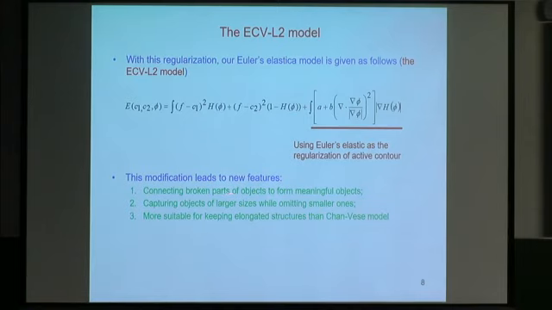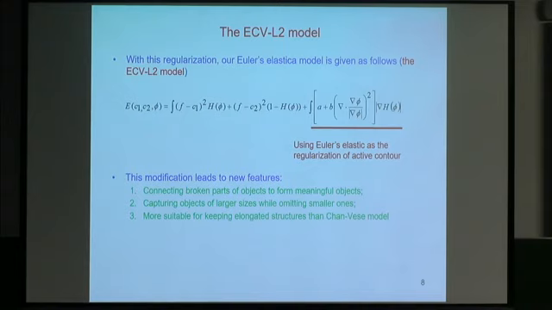That is why at the very beginning I showed the picture of the tail of the tiger. It can connect broken parts automatically, because that gives us a small curvature part. The second interesting feature is that it can capture objects of relatively larger size while omitting those of relatively small size. The third is that it is more suitable for capturing elongated structures, so it probably has applications in blood vessel segmentation.